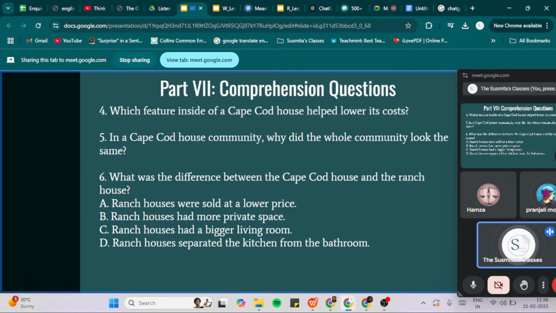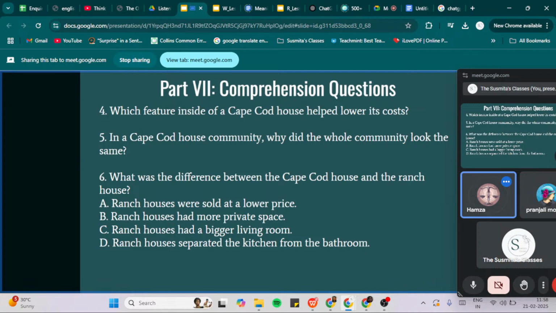All the houses were built in the same way and with the same material. That's why the whole community looked the same, no? Okay. That's the answer to it. Okay. What was the difference between Cape Cod house and the ranch house?